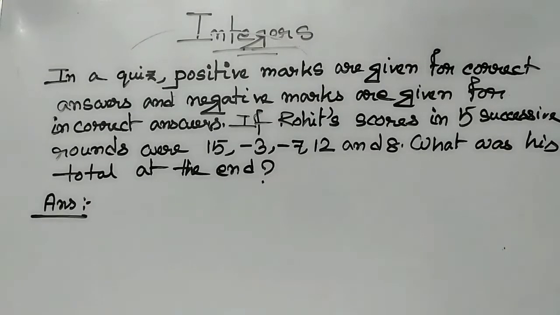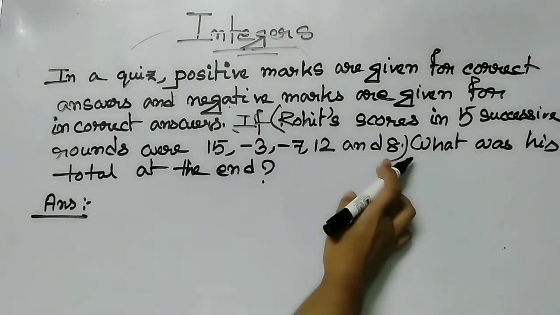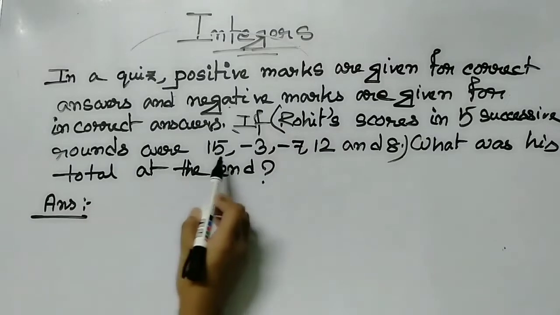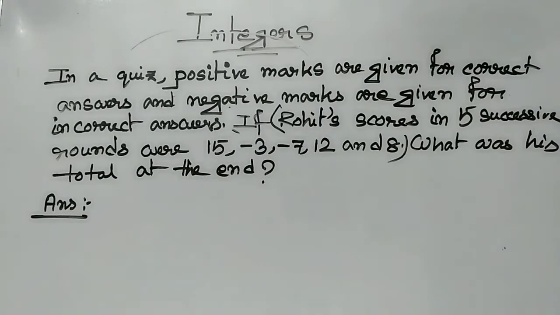Next problem. In a quiz, positive marks are given for correct answers and negative marks are given for incorrect answers. If Rohit scores in 5 successive rounds were 15, minus 3, minus 7, 12 and 8. Successive round means one round after another. What was his total at the end? So at first we have to write this statement. Rohit scores in 5 successive rounds were 15, minus 3, minus 7, 12 and 8. You have to write this statement.